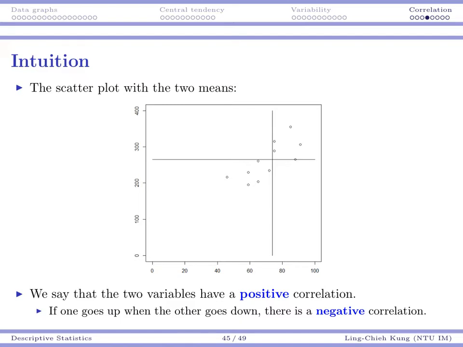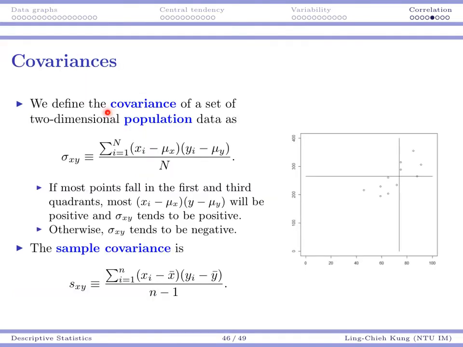But here all the points are in the first and third quadrants. Here we say there is a positive correlation. When one goes up, the other one goes up. Or if it's the second and fourth, then we have a negative correlation. So we are very close to the definition of the measurement for correlation. Here, mathematically, we define something called covariance, which is defined like this.